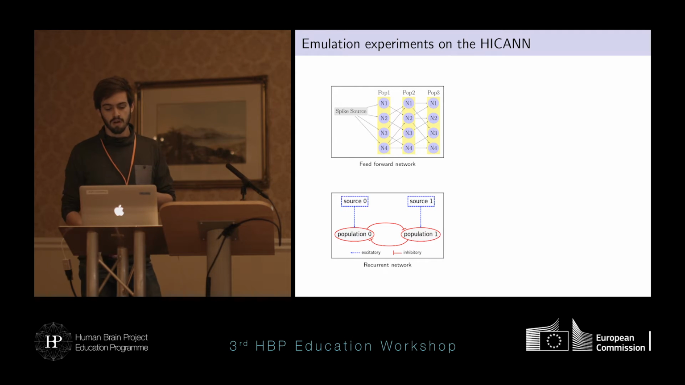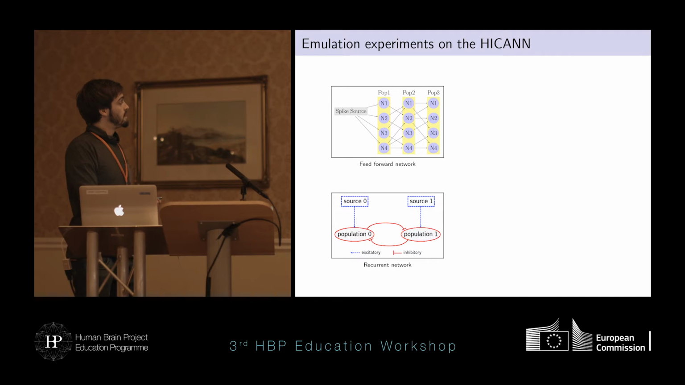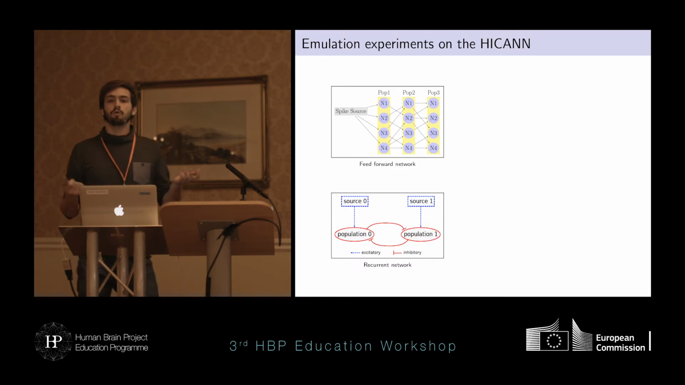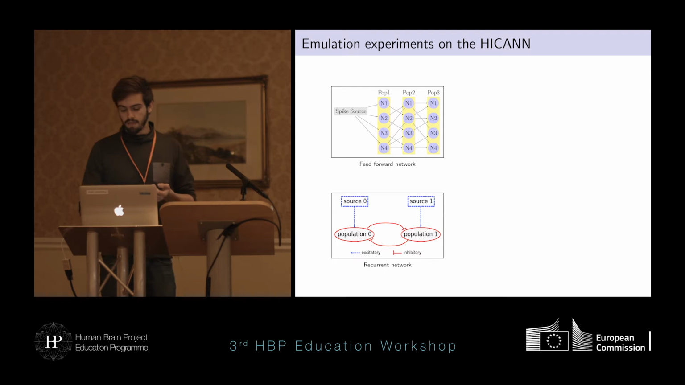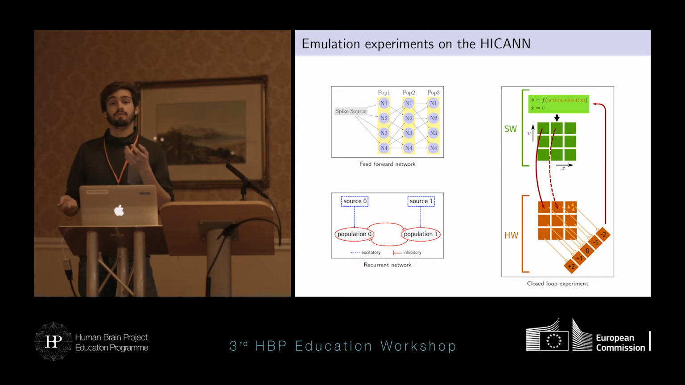Another network that I investigated in my bachelor thesis is just a very simple recurrent network. You have two populations, both inhibit each other, both are excited by two different sources, and you can observe some competitive dynamics.